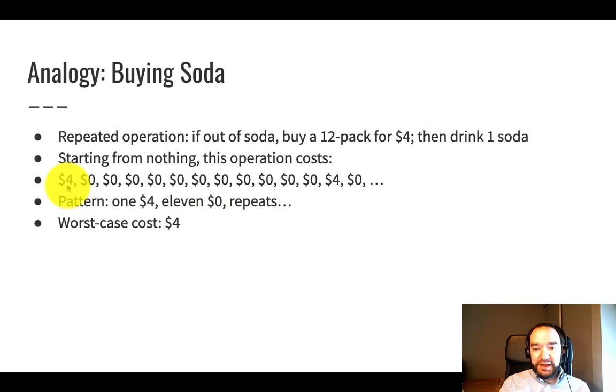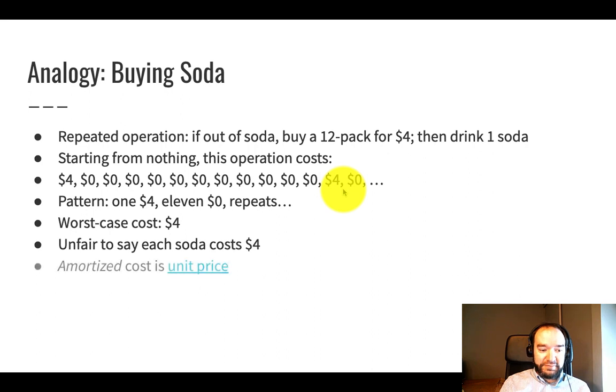The most out of pocket I ever am is $4 when one of these events occurs. However, it's not really fair to say that every time I drink a can of soda, it's costing me $4 because that's ignoring the fact that you have 11 free drinks. So a better measure would be what accountants call the amortized cost, and that's basically the unit price. How much am I paying per soda can?